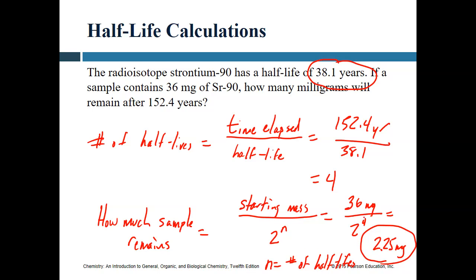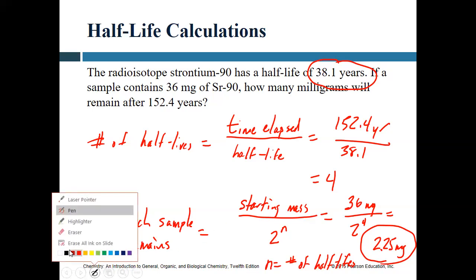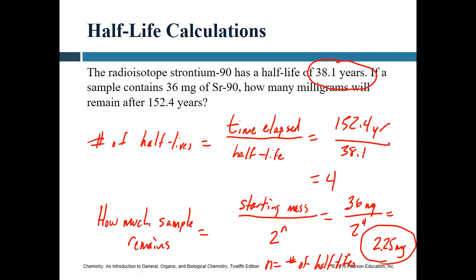Now, if this second equation here on the bottom kind of confused you, where you didn't like having to do the exponent and that kind of thing, that's okay. There's another way to do this. The alternative way is just to take that starting amount, 36 milligrams, and divide it by 2 as many times as we have half-lives. So in a lot of ways, this can be easier, at least to see.